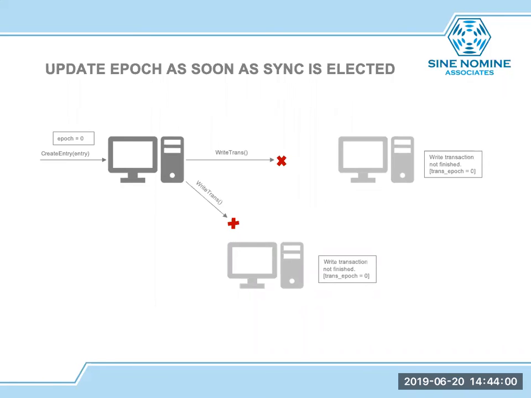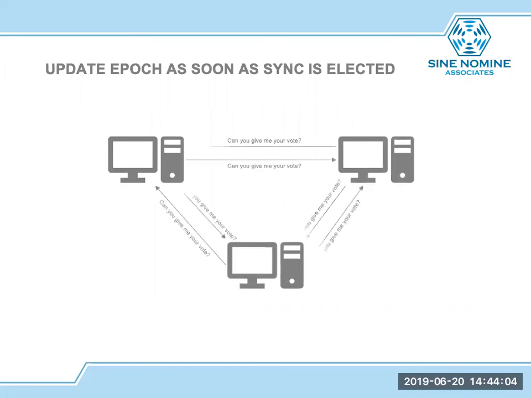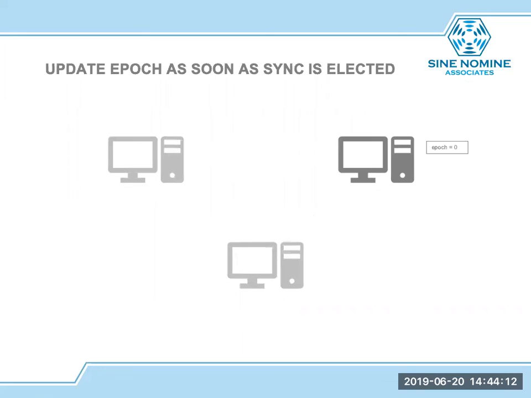Now let's say that for some reason we lose quorum and we have a new election. Now a new site that was never elected the Sine site before is elected the Sine site. Then again, its epoch will also be equal to 0. Why? Because it was never elected the Sine site, and this epoch will only be updated at the very end of the first write transaction.